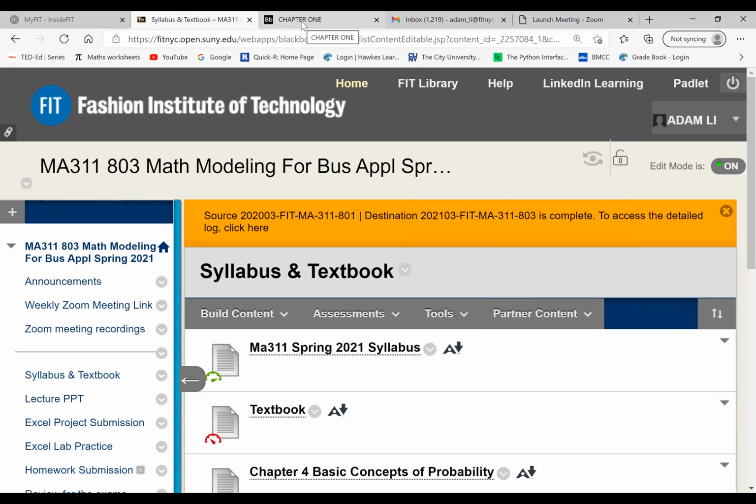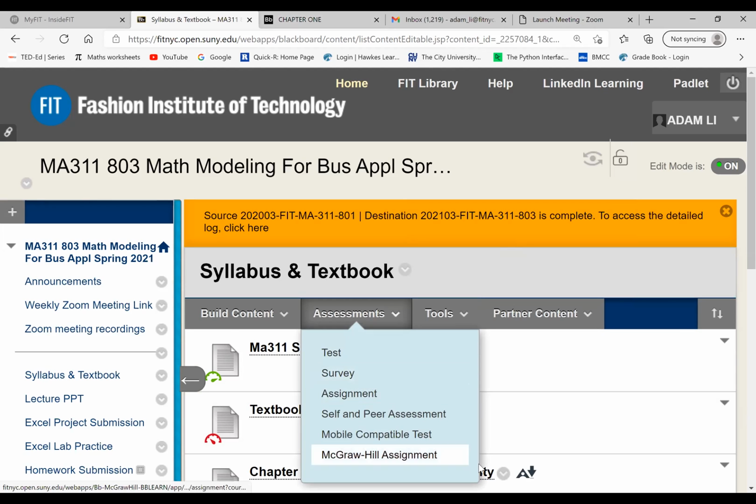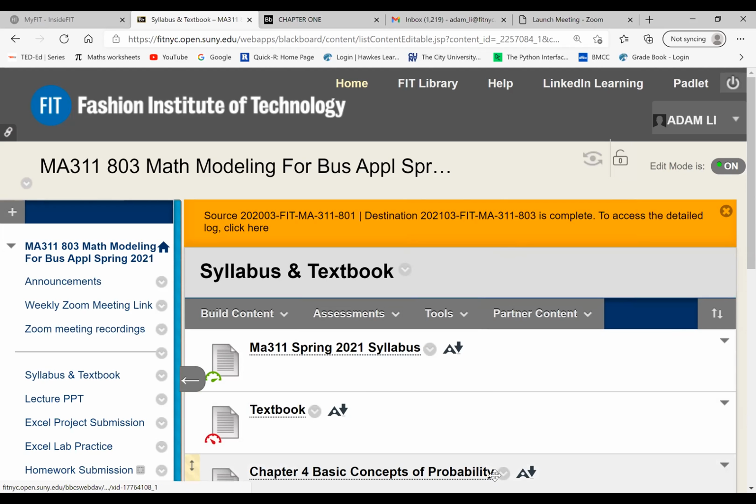The first assignment is due from chapters 2 and 3. It's due in week number 5, but I will keep you posted as we go by. Any questions before we get started?